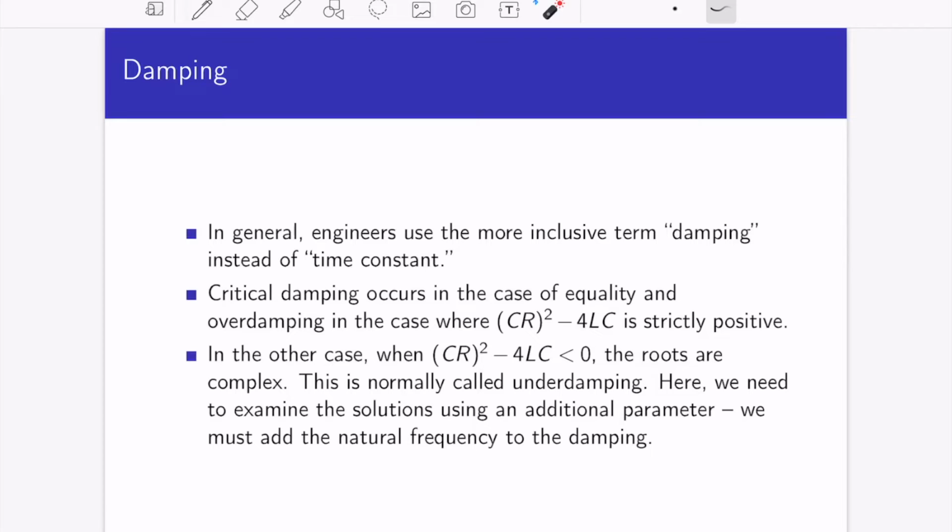So in general, we have damping, which is what engineers usually use instead of the term time constant. But damping can have three cases. Critical damping occurs when CR squared minus 4LC is equal to 0. Overdamping occurs when CR squared minus 4LC is strictly positive. And underdamping occurs when CR quantity squared minus 4LC is negative. In this case, the roots will be complex.